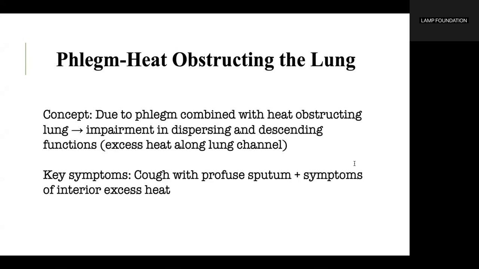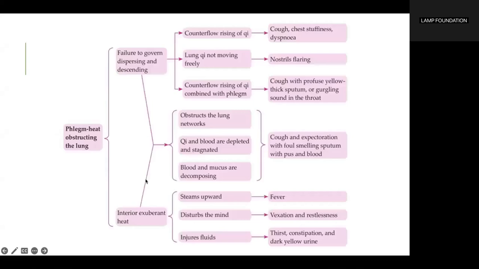Concept: this is due to phlegm combined with heat obstructing the lung, which leads to impairment in dispersing and descending functions, and consequently manifests as excess heat along the lung channel. Key symptoms: cough with profuse sputum and symptoms of interior excess heat.